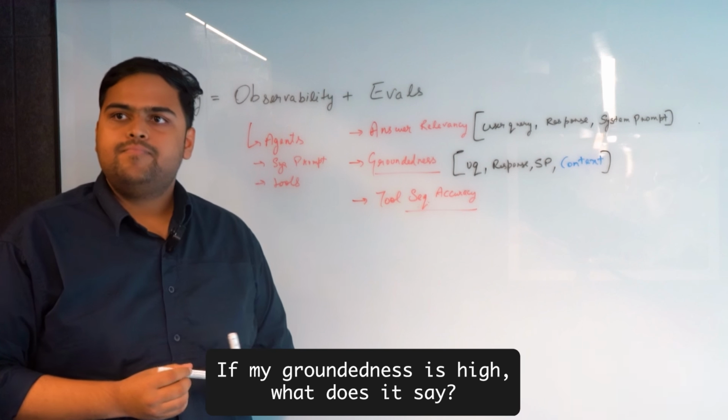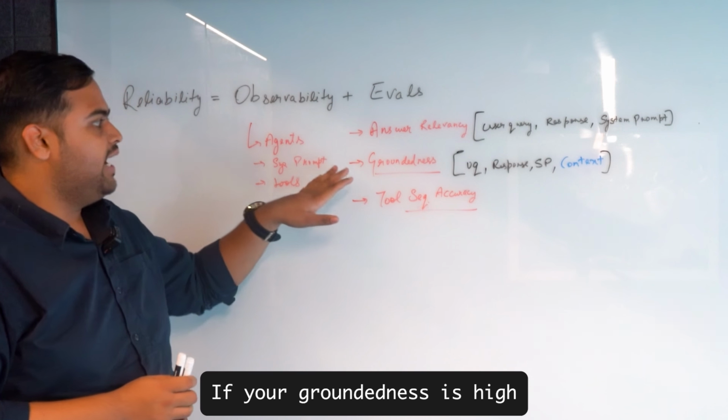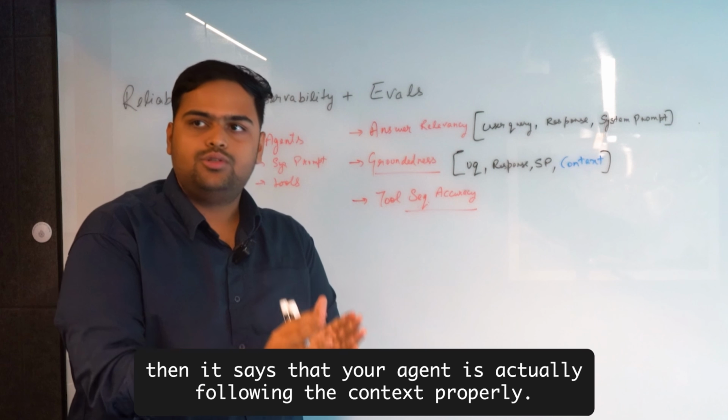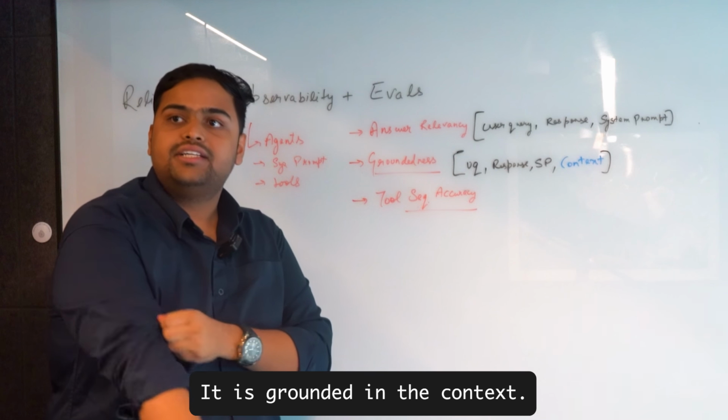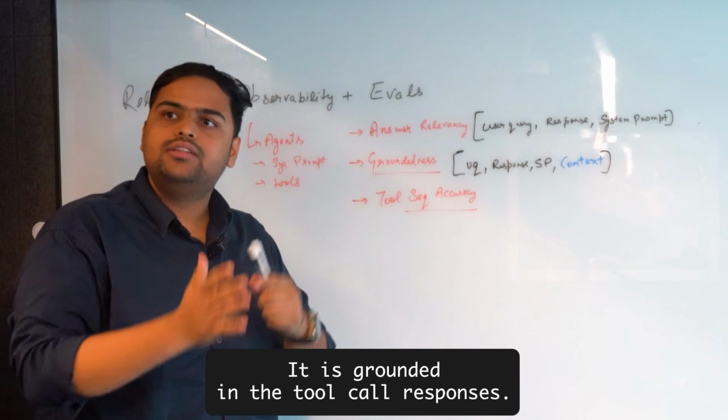If my groundedness is high, what does it say? If your groundedness is high, it says that your agent is actually following the context properly. It is grounded in the context, it is grounded in the tool call responses.